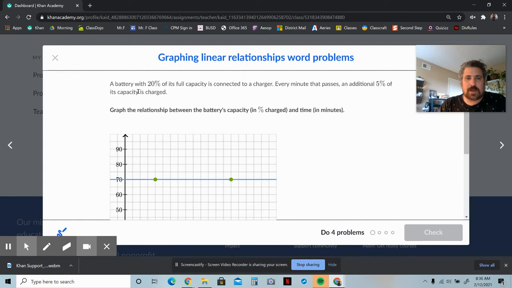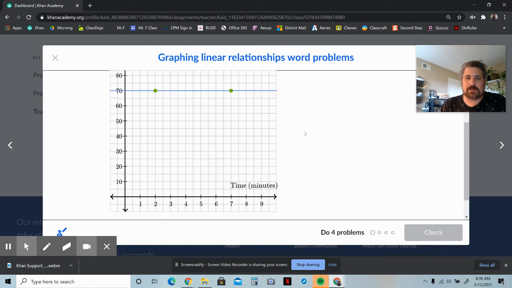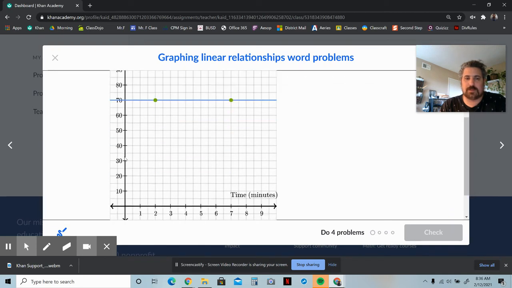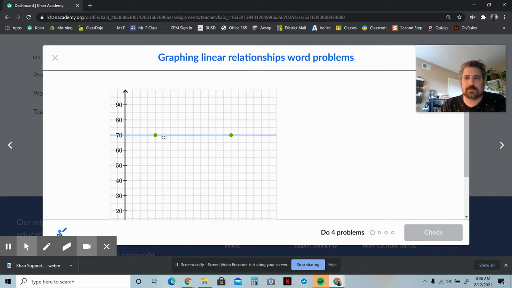It says a battery with 20% of its full capacity is connected to a charger. Every minute that passes, an additional 5% of its capacity is charged. Graph the relationship between the battery's capacity in percent charge and the time in minutes. Okay, so x is your minutes, and the battery charge is basically the y-axis.